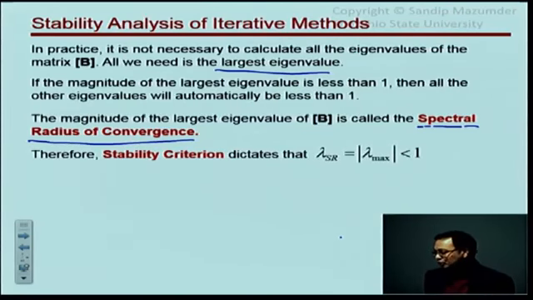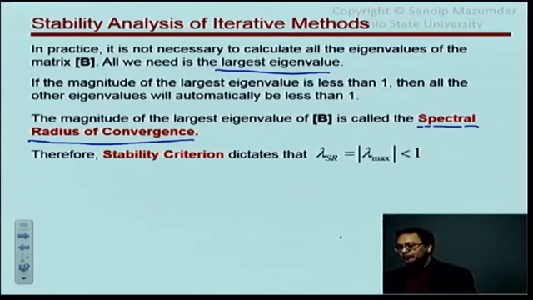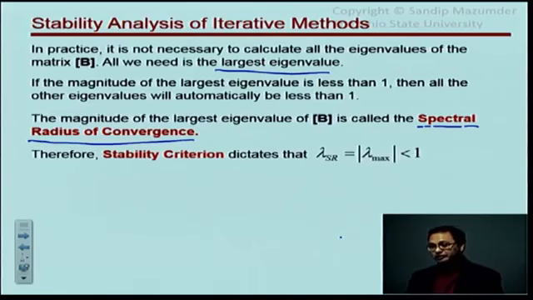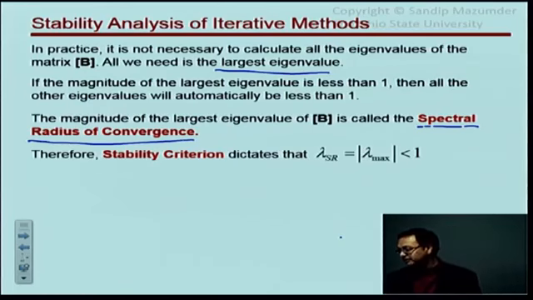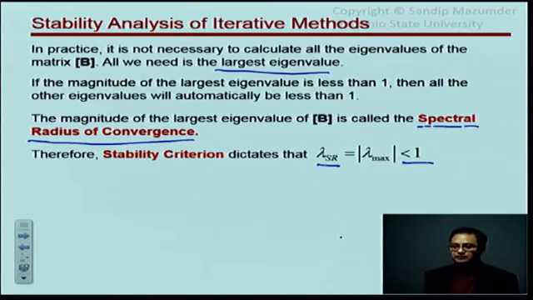So the stability criterion for any iterative solver, again, this is for linear equations only, remember. There is no theory for nonlinear equations. But if you're doing iterative solution of a set of linear equations, the stability criterion is that the spectral radius must be less than 1. And the spectral radius is nothing but the absolute value of the largest eigenvalue.